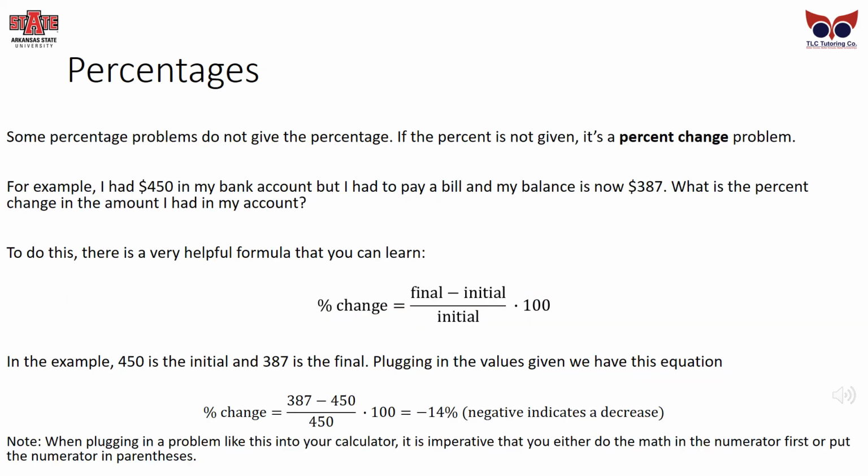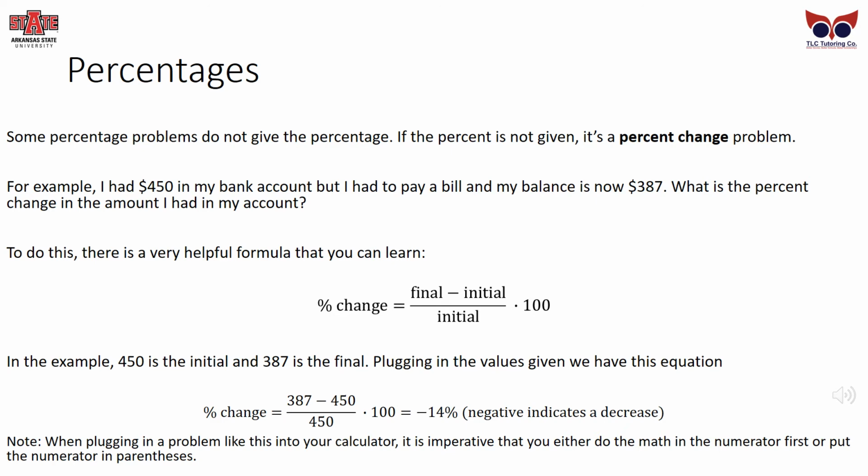Some percentage problems do not give the percentage. If the percentage is not given, it's a percent change problem. For example, I had $450 in my bank account, but I had to pay a bill and my balance is now $387. What is the percent change in the amount I had in my account? To do this, there's a very helpful formula you can learn. Percent change equals final minus initial divided by initial multiplied by 100.